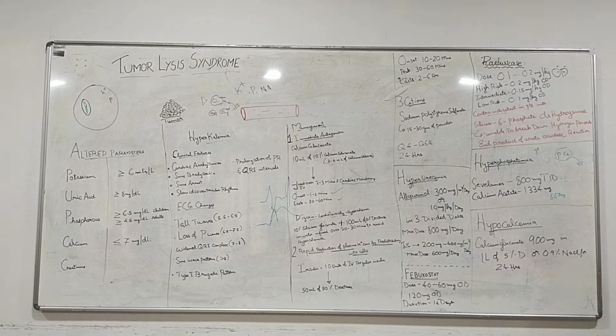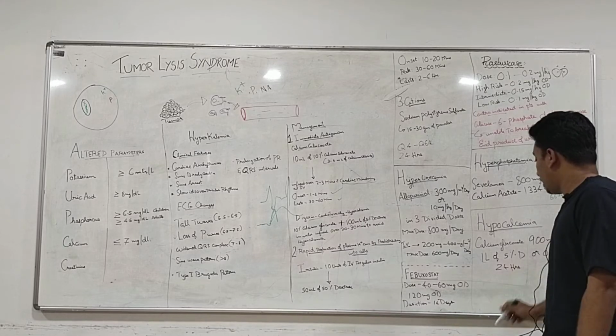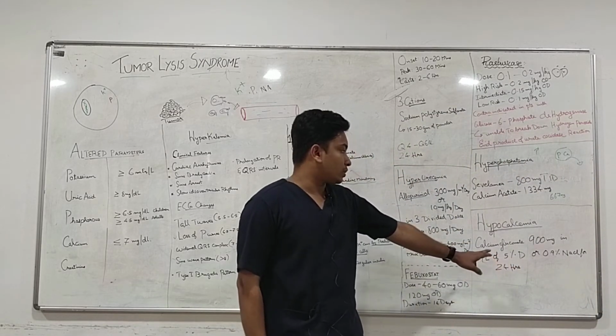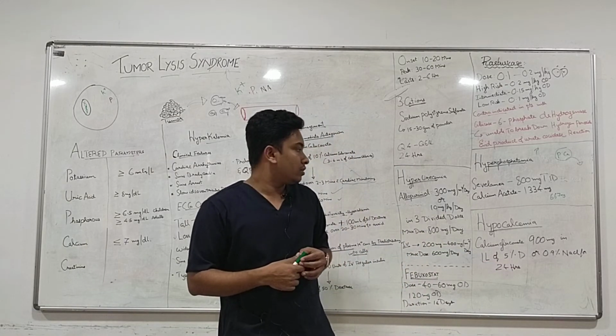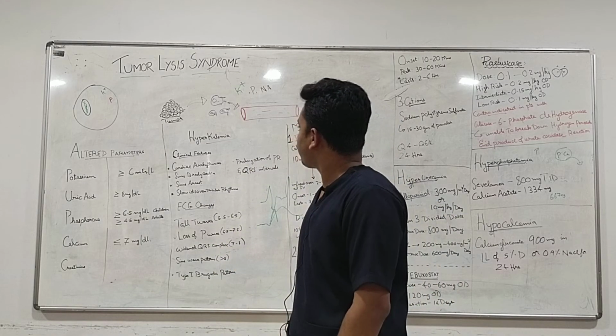Then in cases of hypocalcemia, calcium gluconate only will be given, but the difference is we are giving 900 mg in 1 liter of 5% dextrose or NaCl for 24 hours. It's a prolonged infusion we will give. So that's about TLS.